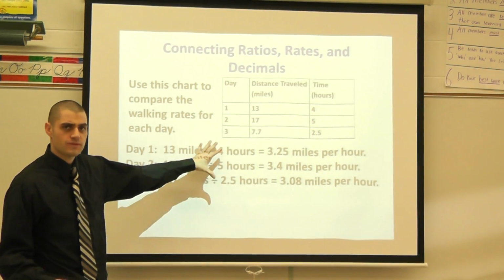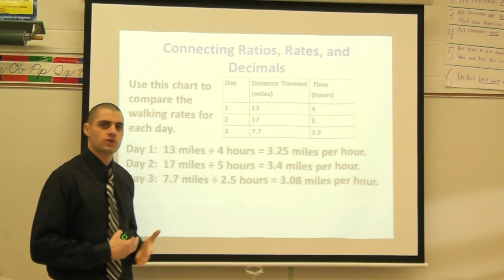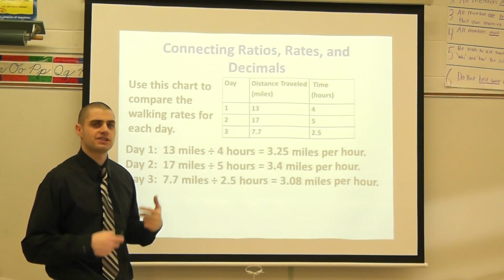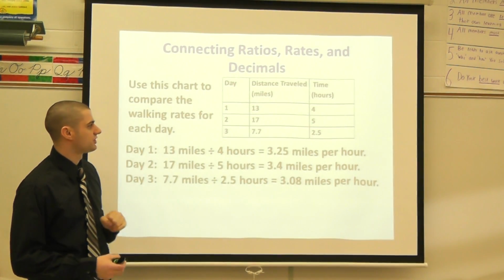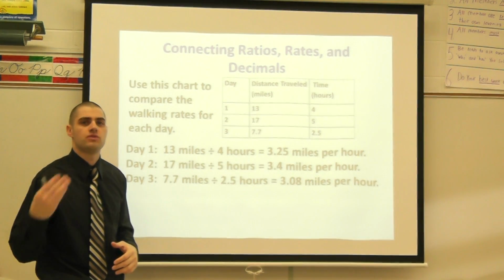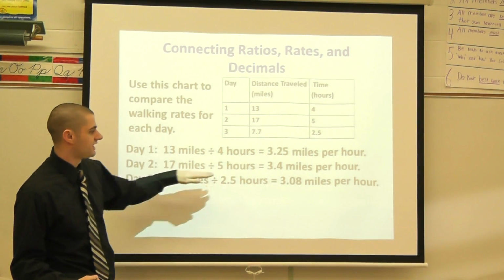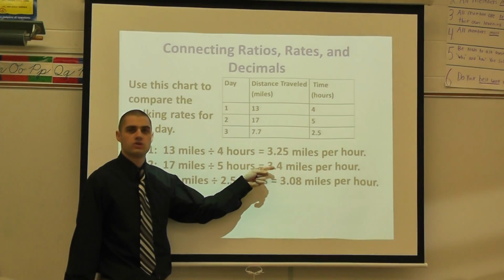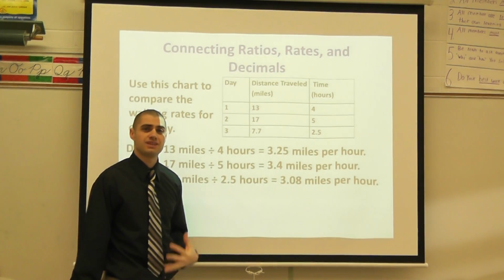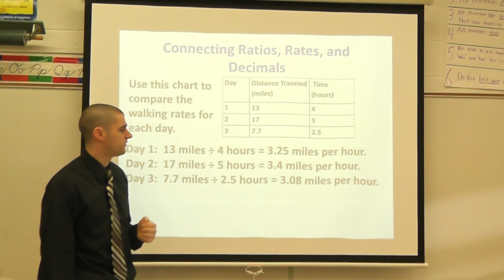So again, here's my information. If I'm trying to get my cardiovascular up, or I'm tracking my progress in walking to get myself into shape, I can make some conjectures from this chart. Now if I was trying to see what day I did the best, what day was the most beneficial to me, I would say day 2, because I walked the most miles per hour and I was getting the most out of it for my body, if I was trying to improve my cardiovascular.